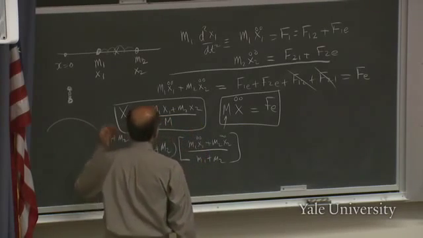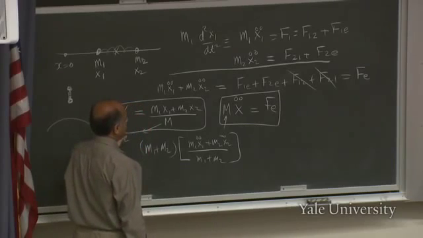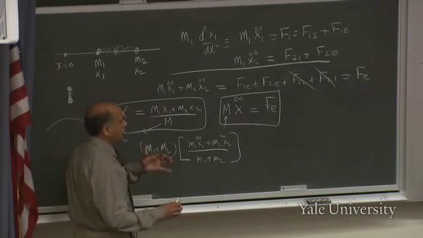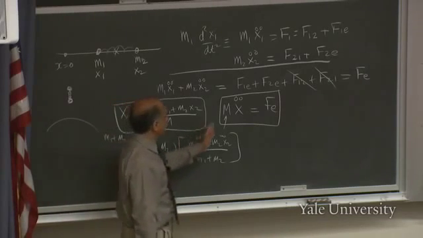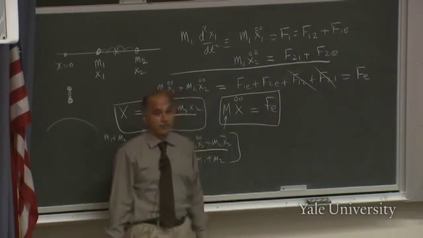Now, if you've got three bodies, you can do a similar manipulation. And again, you will have F12 and F23 and F32 and so on. They will all cancel. And what will remain will be a similar thing, where this is the total external force.